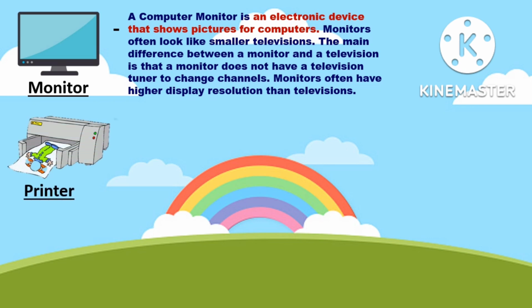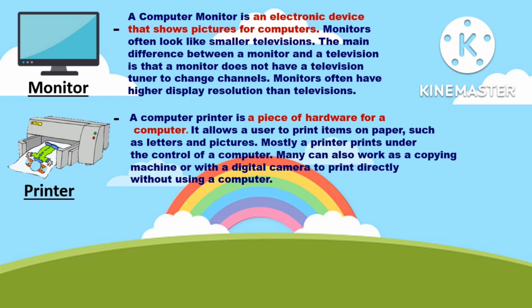Next is a printer. A computer printer is a piece of hardware for a computer. It allows a user to print items on paper such as letters and pictures. Mostly a printer prints under the control of a computer. Many can also work as a copying machine or with a digital camera to print directly without using a computer.